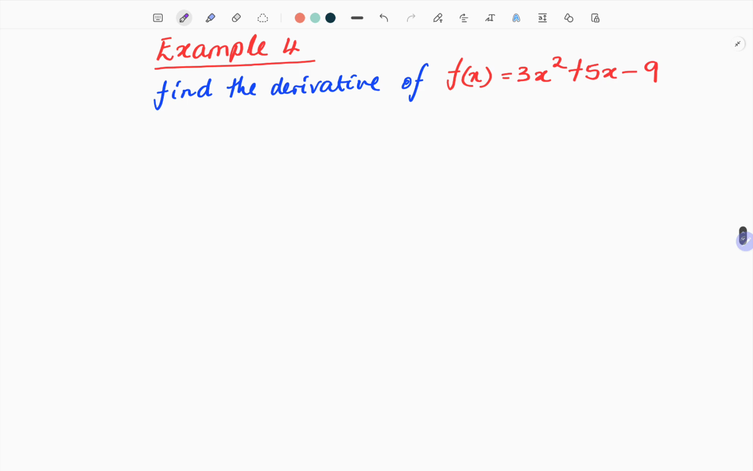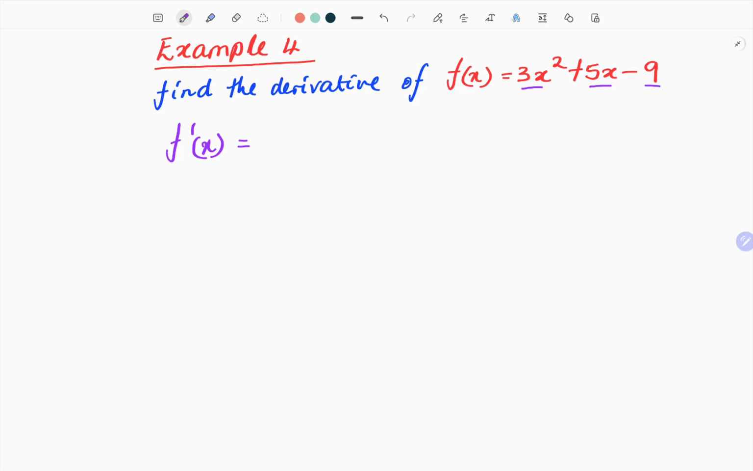Okay, then another example. Find the derivative of f(x) is equal to 3x squared plus 5x minus 9. To do this, you just apply the same formula. So the first derivative of x is equal to, in this case you have got 3 terms. So you have to differentiate those terms separately.